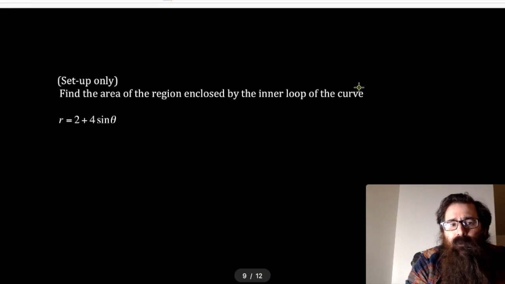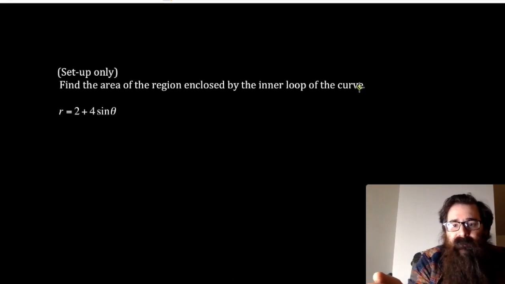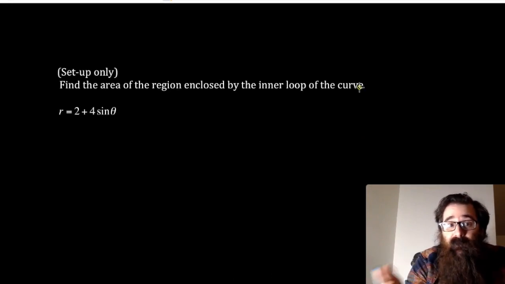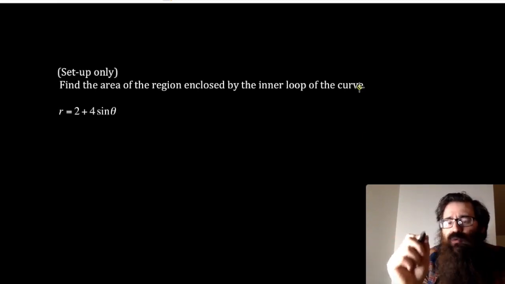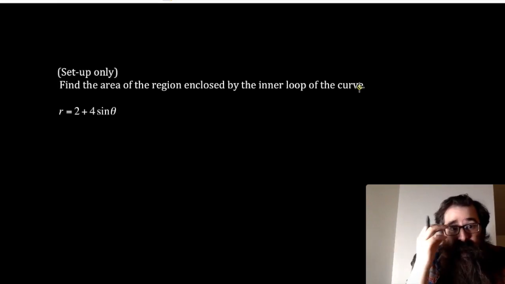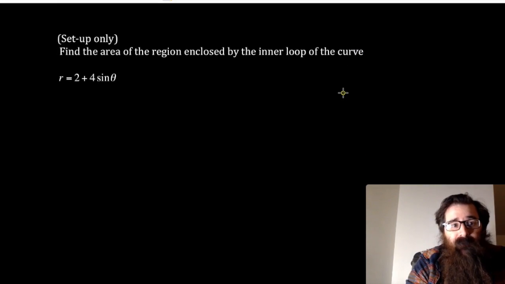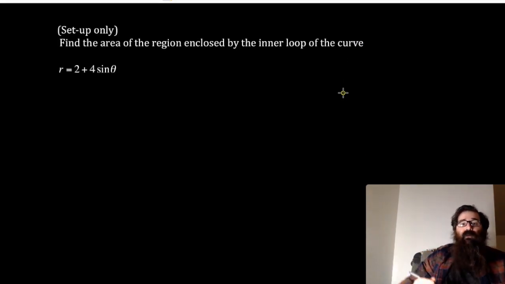We'll take a look at a couple more examples. These can be lengthy examples because not only are we doing the graphing associated, then we're also setting up an integral and then integrating. So we're just going to take a look at the setup only for 2 more examples, and that's going to be it for us. But I want to find the area of the region enclosed by the inner loop of the curve r equals 2 plus 4 sine theta.